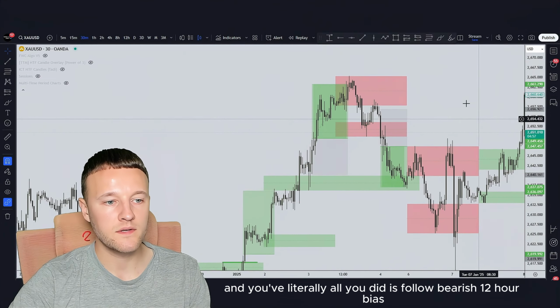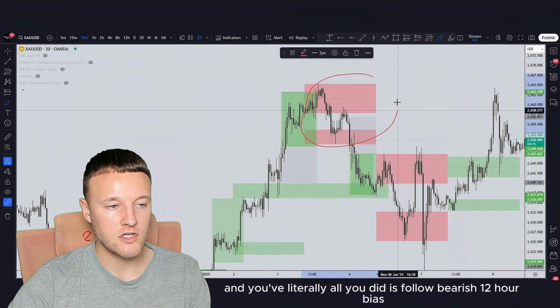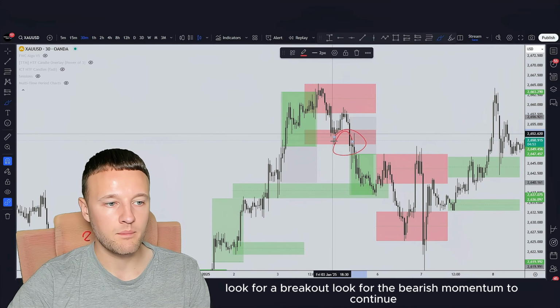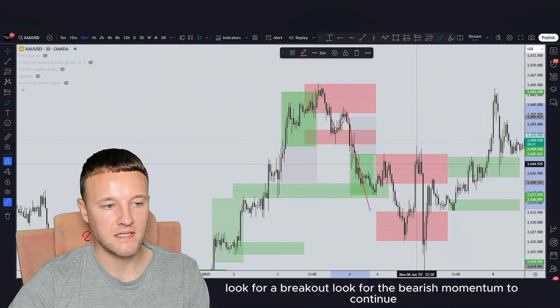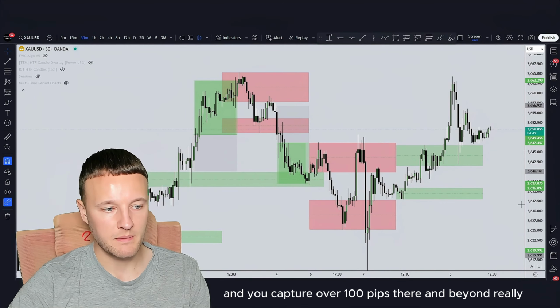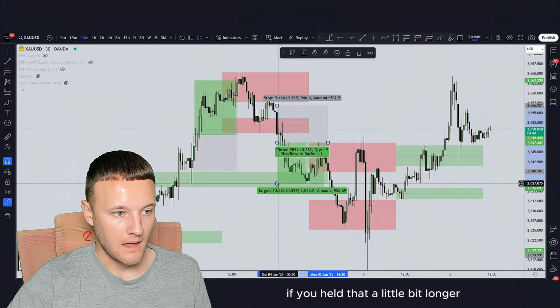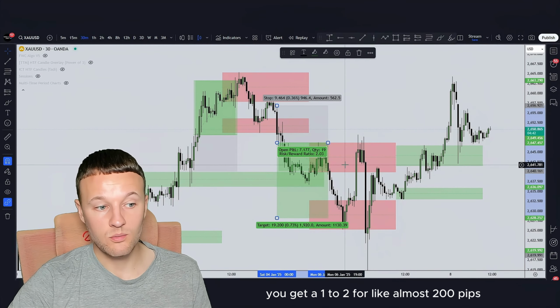And you've literally, all you did is follow the bearish 12-hour bias, look for a breakout, look for the bearish momentum to continue, and you capture over 100 pips there and beyond. Really, if you held that a little bit longer, you get a 1-to-2 for like almost 200 pips.